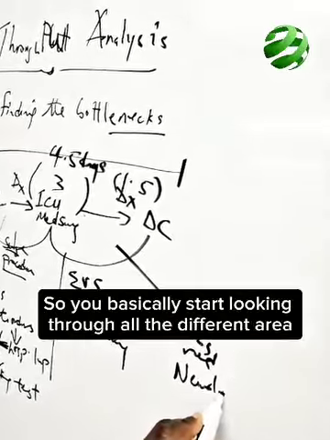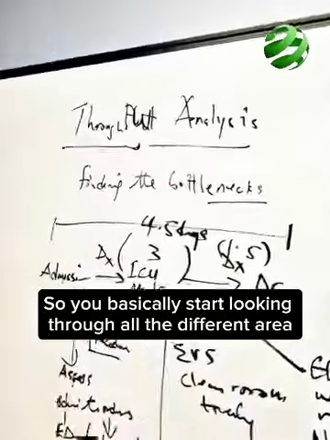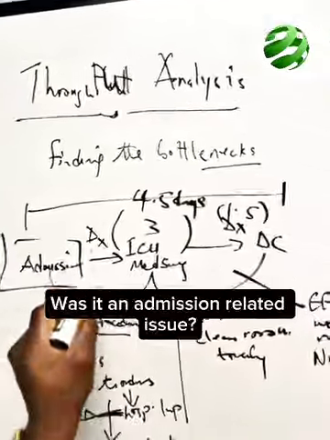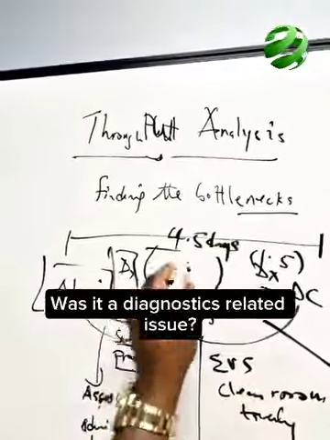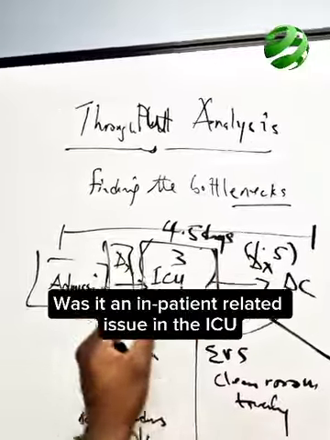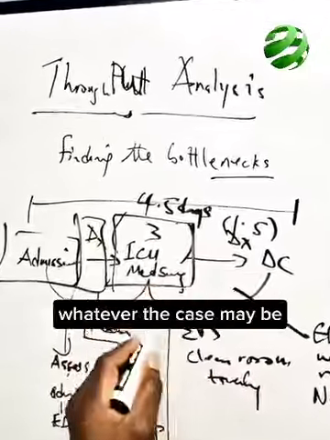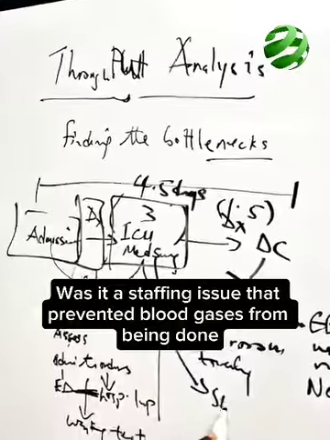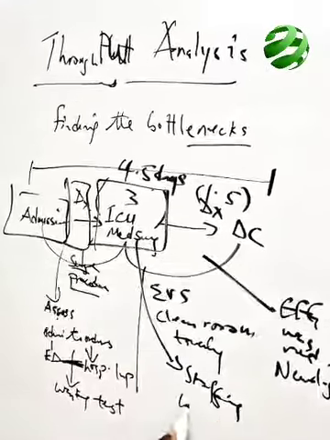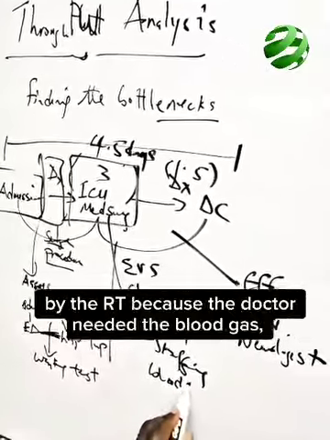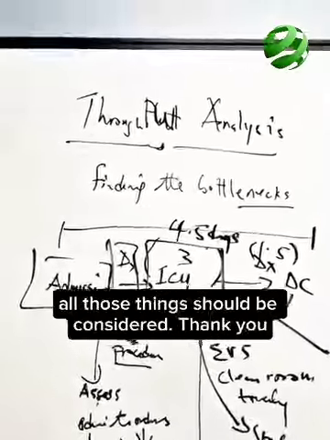You see that? So you basically start looking through all the different areas. Was it an admission related issue? Was it a diagnostics related issue? Was it an inpatient related issue in the ICU, med surg, PCU, whatever the case may be? Was it a staffing issue that prevented blood gases from being done by the RT because the doctor needed the blood gas? All those things should be considered.